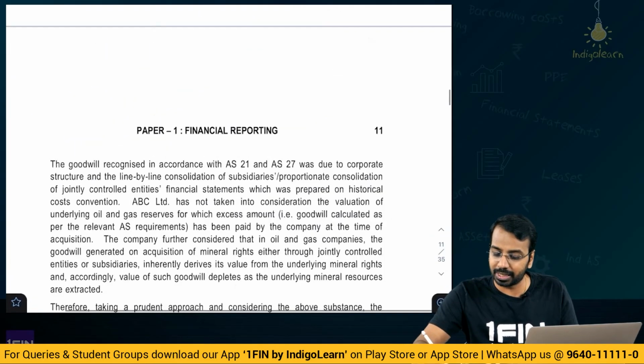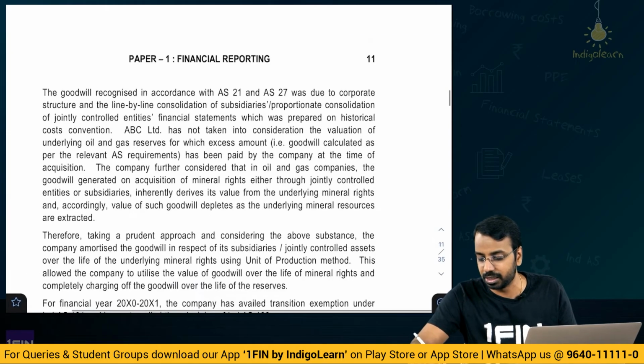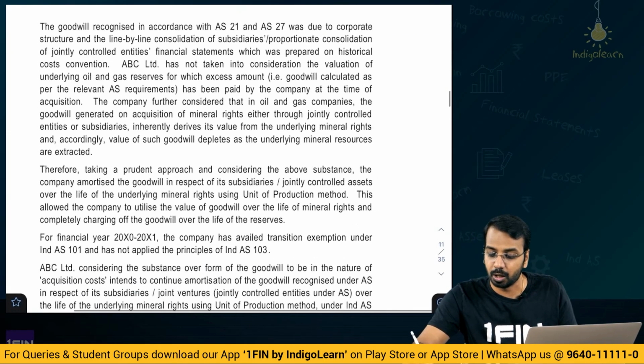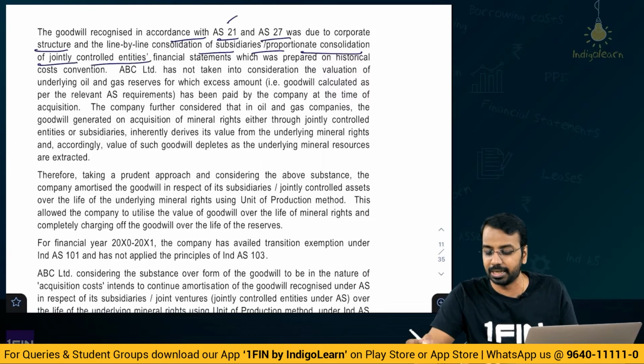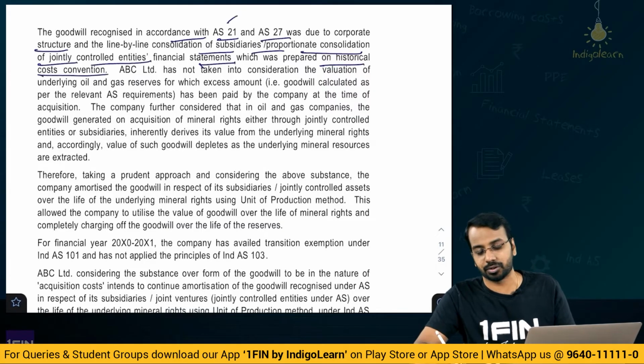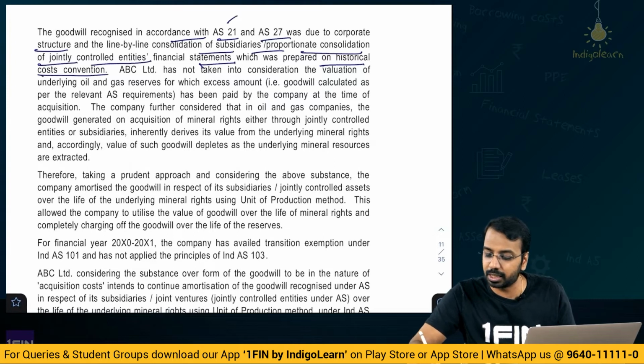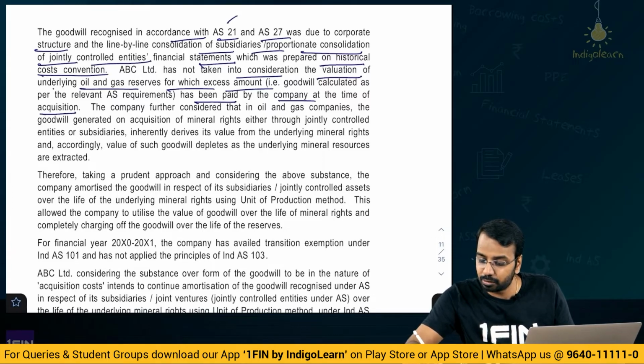Okay. The goodwill recognized in accordance with AS 21, this deals with consolidation, and 27, the joint venture, was due to corporate structure and the line by line consolidation of subsidiaries and proportionate consolidation of jointly controlled entities' financial statements, which was prepared on the historical cost convention. ABC Limited has not taken into consideration the valuation of underlying oil and gas reserves for which excess amount has been paid by the company at the time of acquisition. So, they have not taken into consideration the valuation of underlying oil and gas.